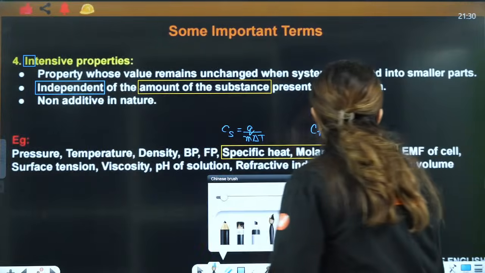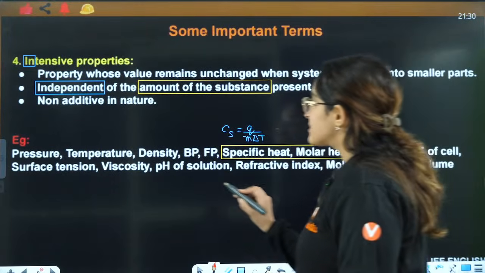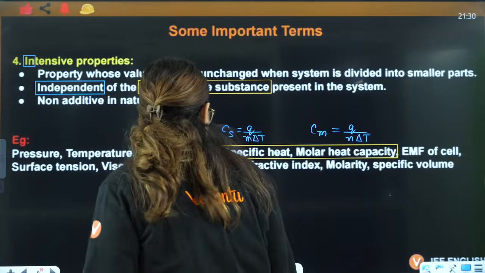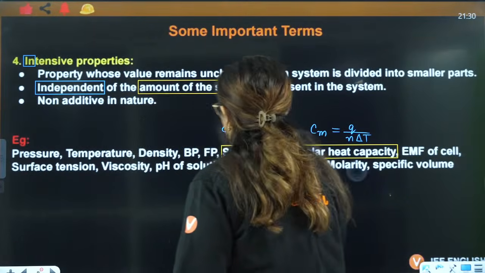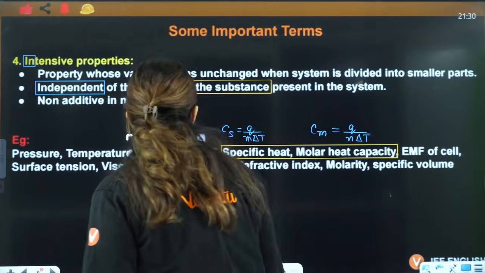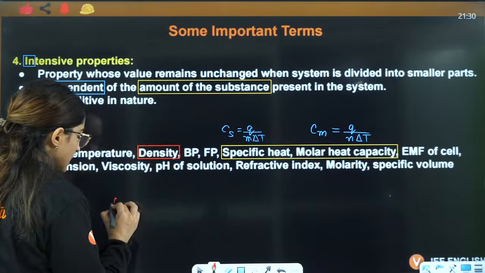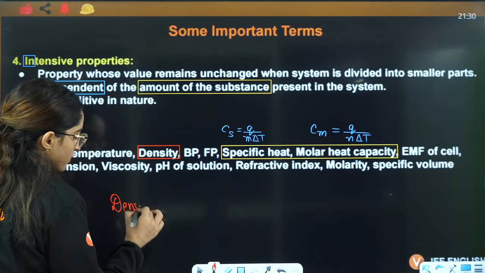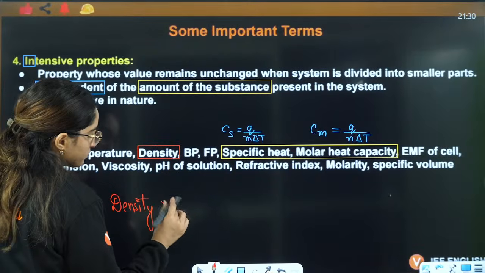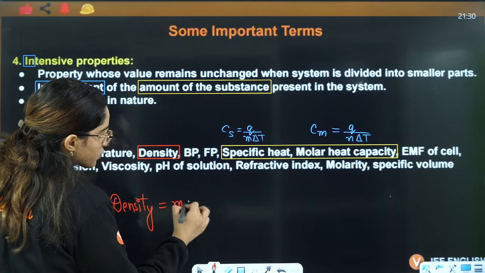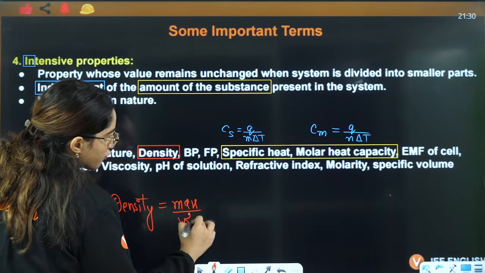Then if you see one more thing here, that is density, right? If you focus on density, what is density? Tell me, what is density? Density is equal to mass by volume.